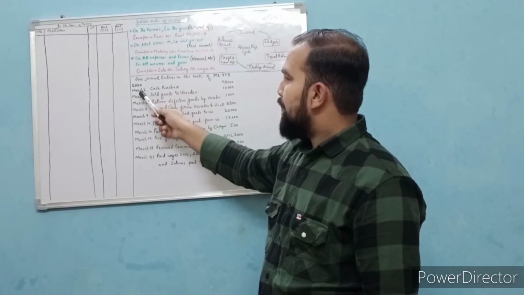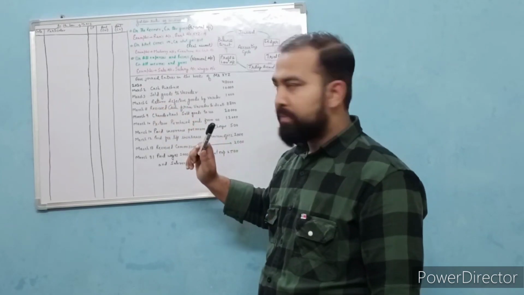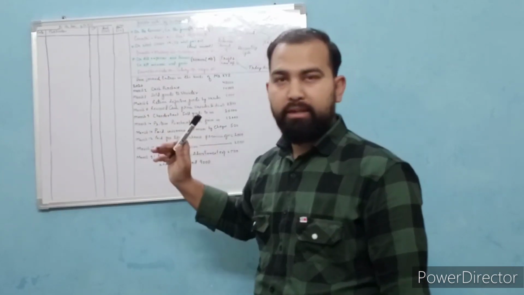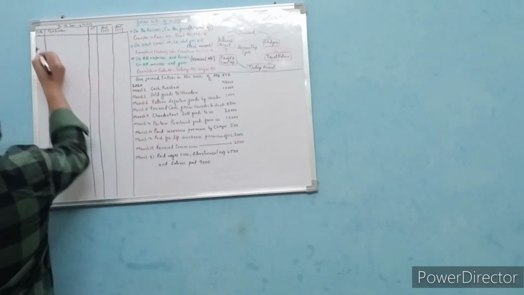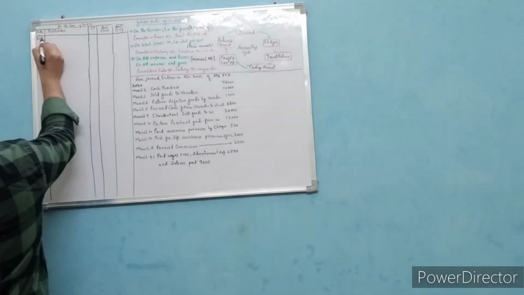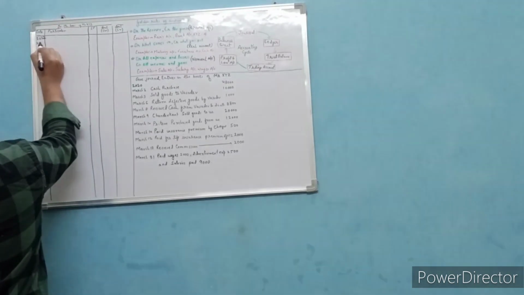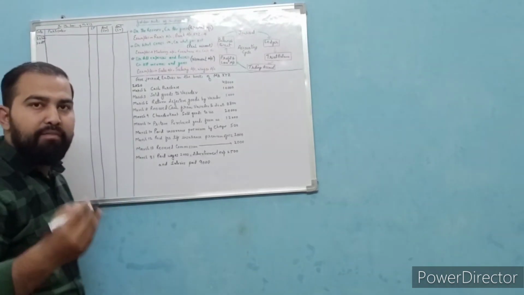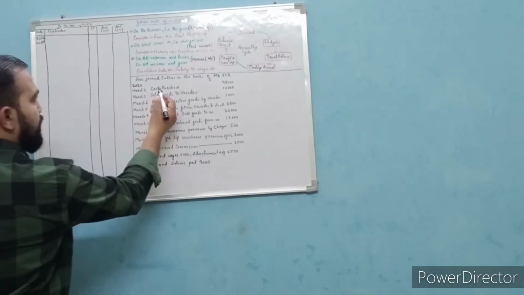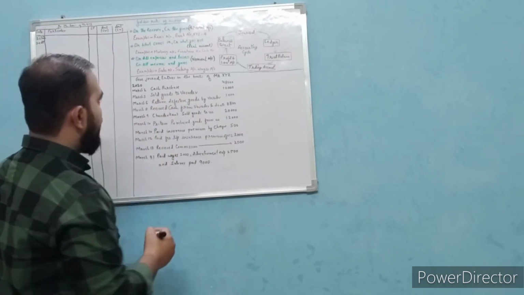So first transaction happened on 2nd March, as you can see. So first of all, we have to write the date. What is the date? It is 2022, 2nd March. So here we write 2022, 2nd March. Okay. So what have we done on 2nd March? We have made a cash purchase.